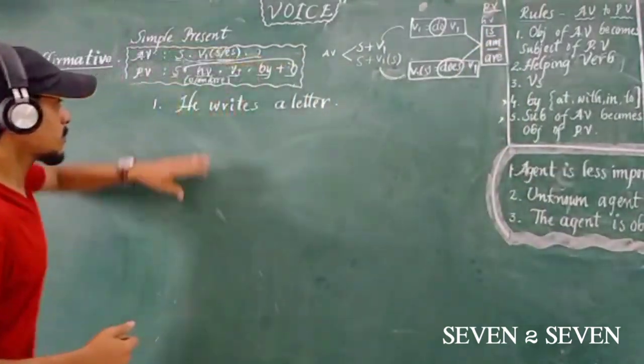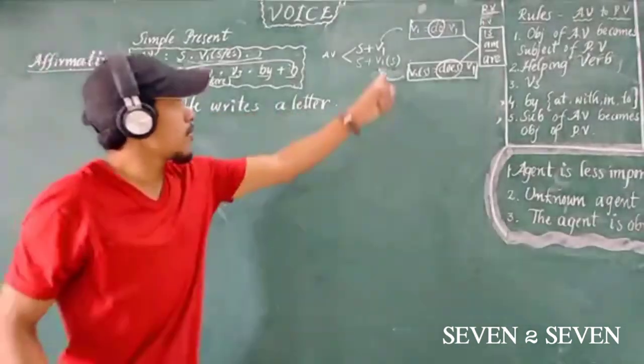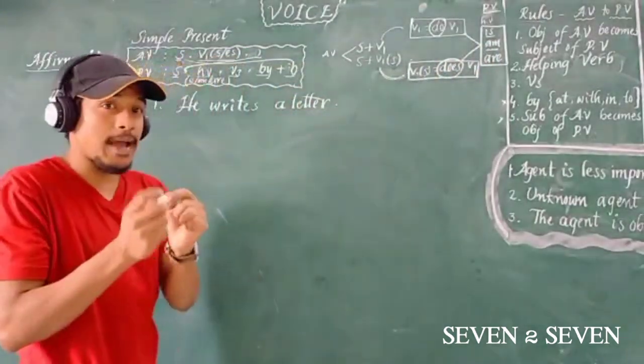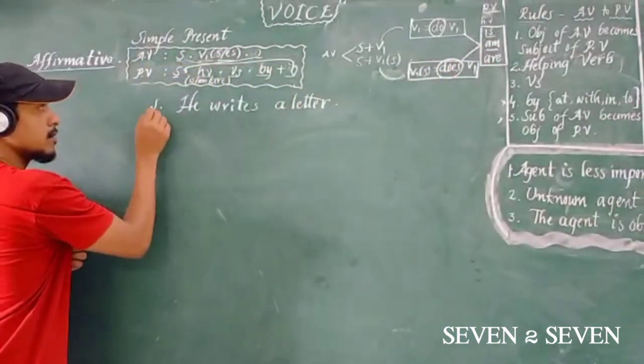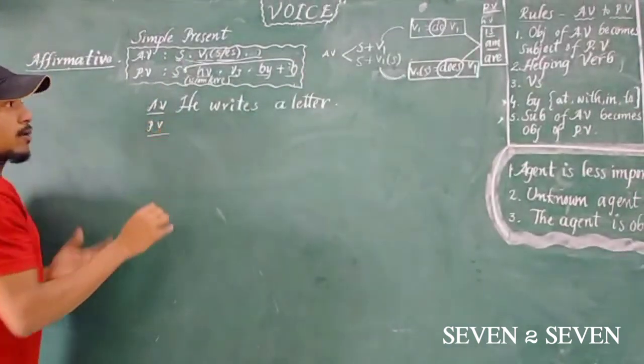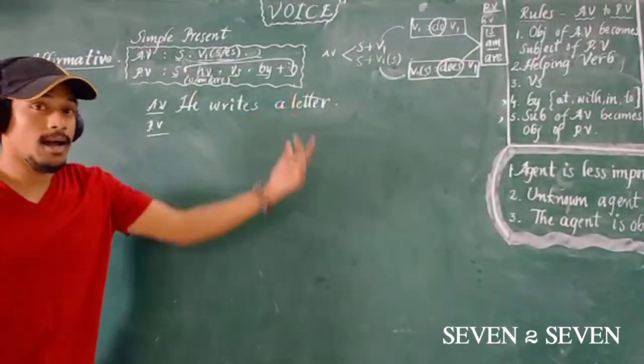So here, he writes a letter. Write or writes, is, am, are. This is active voice. And when I come to passive voice, what is the object here? A letter.